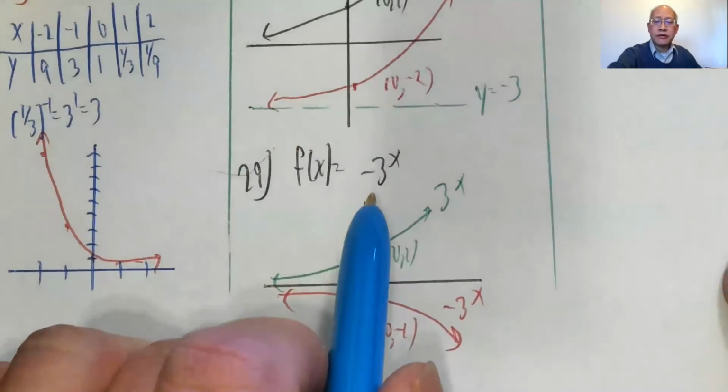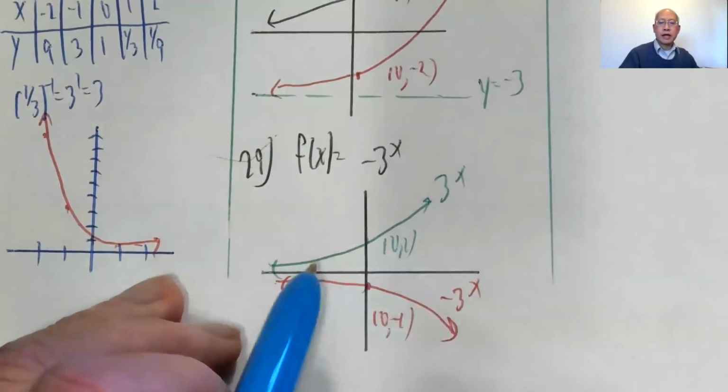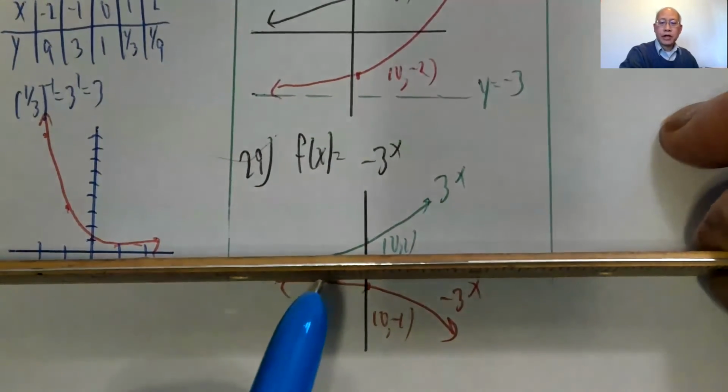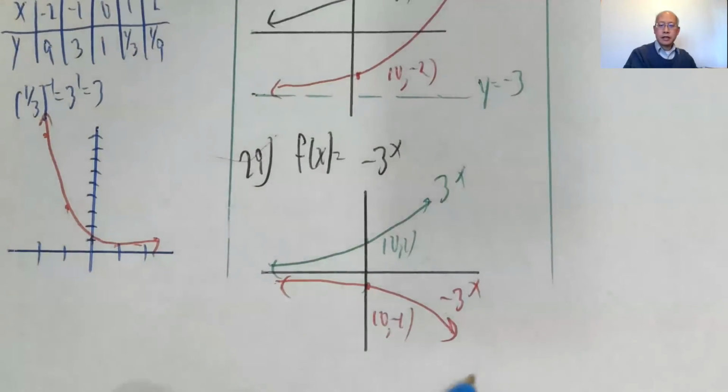F of x equals negative 3 to the x. That's a reflection across the x-axis. So 3 to the x goes like that, which passes through 0, 1. Reflect across the x-axis, and negative 3 to the x looks like this, the mirror image going through 0, negative 1.